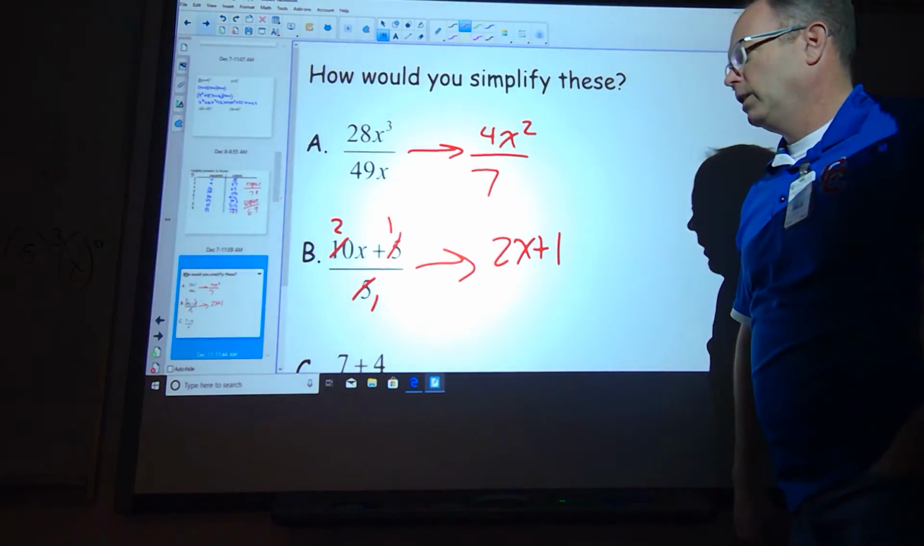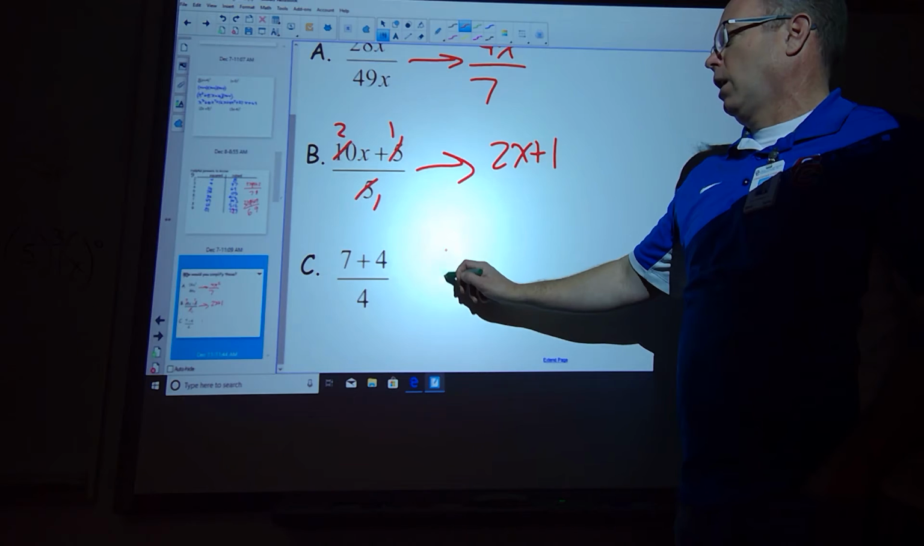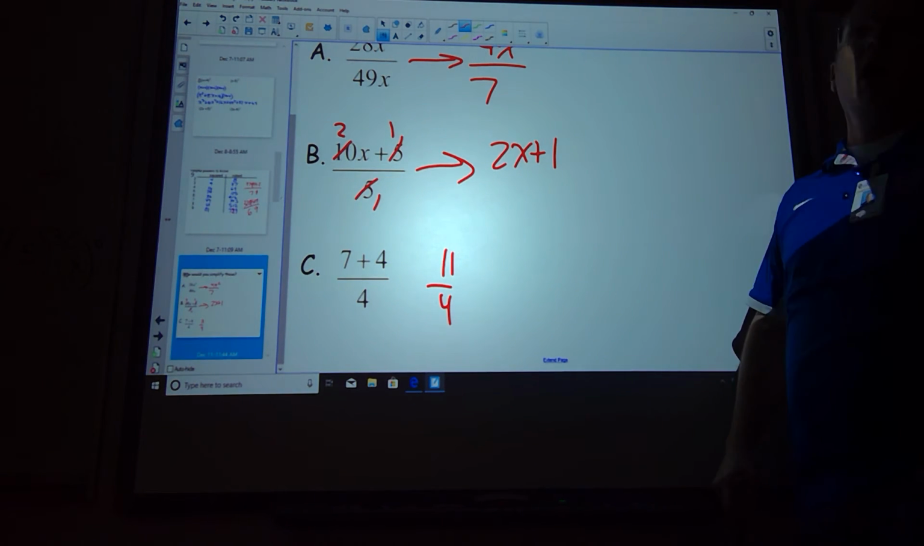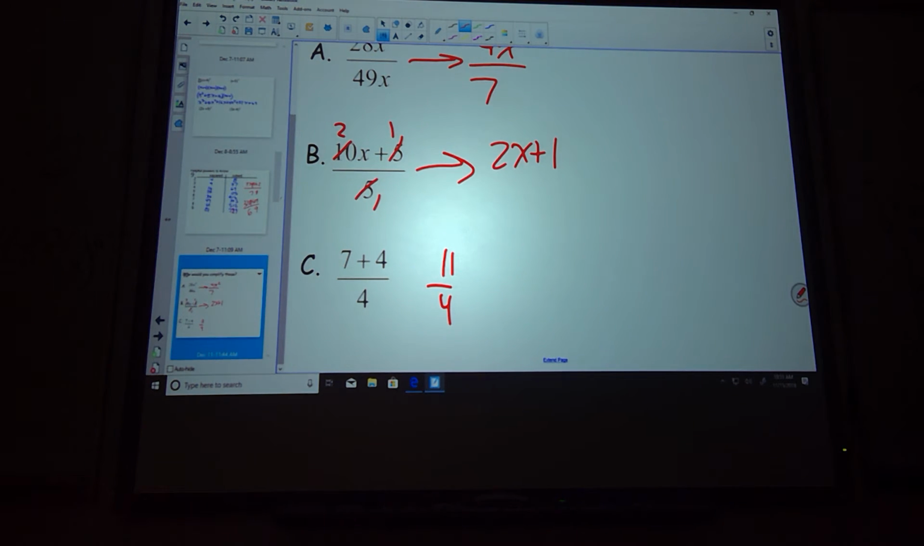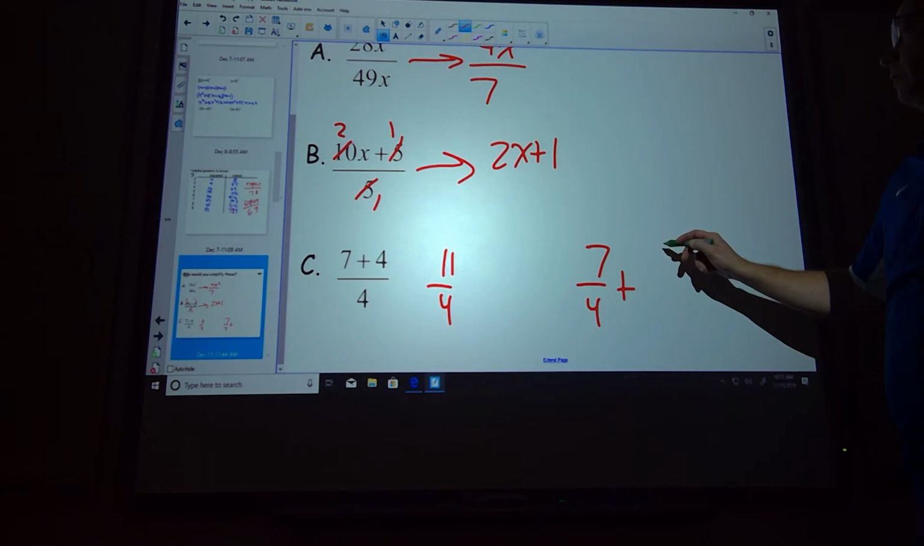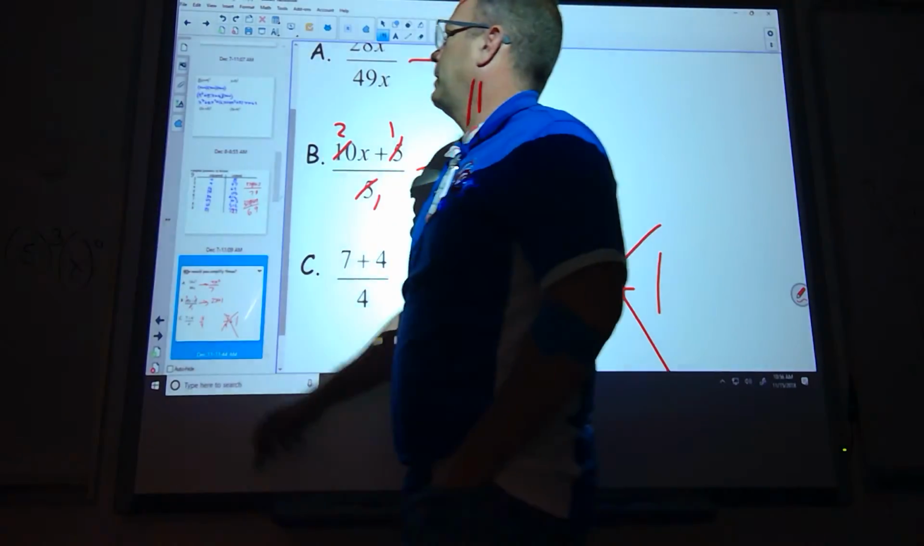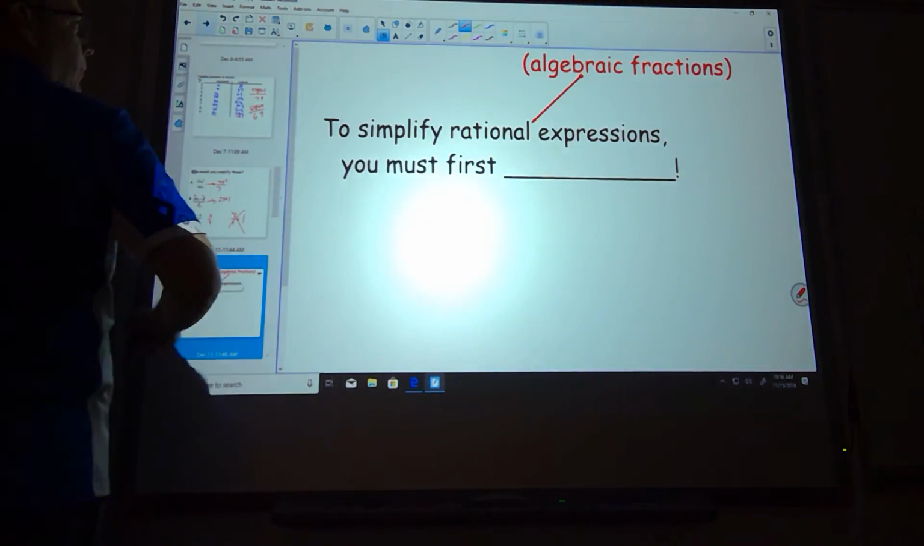Is that okay? Now, I'm not quite sure if this is a misprint or something, but how would you do this? 11 over 4. How'd you get that? So I think it might have been a misprint. I'm not sure, but I don't think we're trying to get this one to say this is the same thing as 7 over 4 plus 1. I don't think we're trying to get to that.